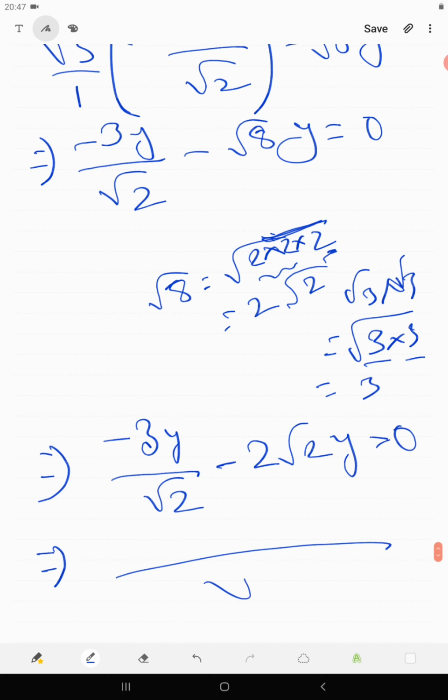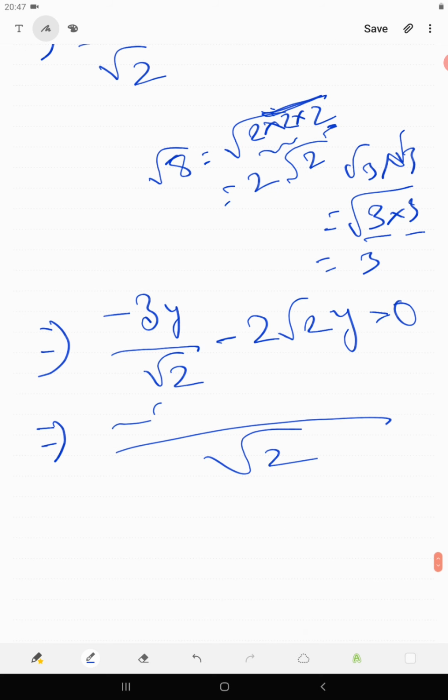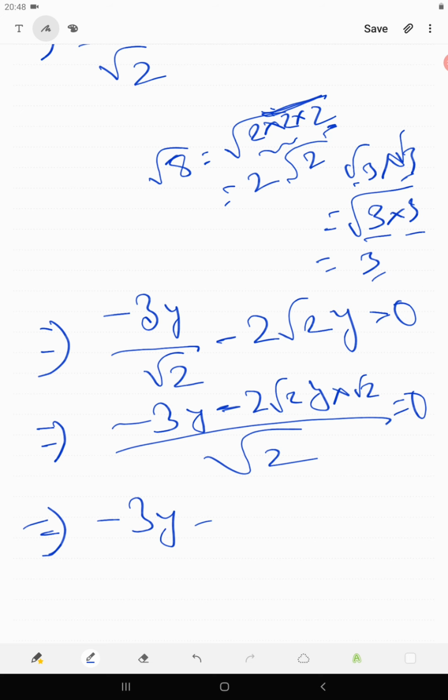Now take the whole LCM, we will get root 2 and then this will be minus 3y and this one will be minus of 2 root 2 y into root 2, correct? Equals to 0. Now root 2 into root 2 is 2. As we did root 3 into root 3 was 3, similarly root 2 into root 2 is 2. So minus of 3y minus of 2 into 2 into y, so 4y. So minus 4y.